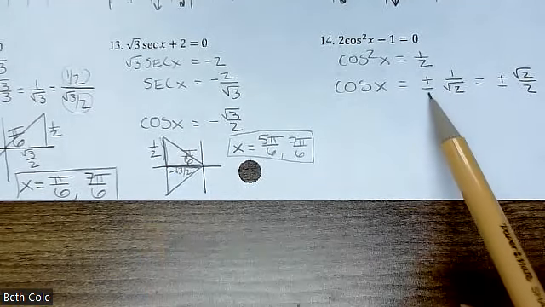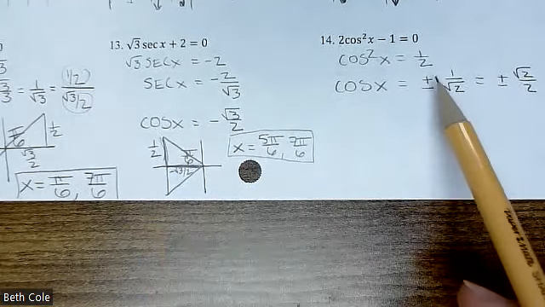What quadrants are you in since it's plus and minus? All of them. And what's the angle for this? Pi over 4. So let's list them out. Pi over 4, 3 pi over 4. What else? What's the next one? 5 pi over 4, 7 pi over 4. And those are your answers.